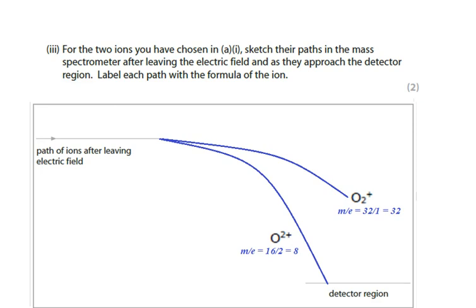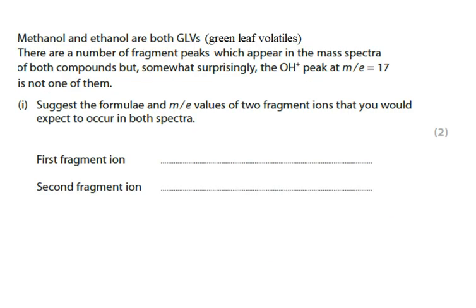Okay? Following so far? Okay, let's try another question. Methanol and ethanol are both GLVs, which he says means green leaf volatiles. Now, if you see something like this in a question, don't stop at it. Don't say, oh, what does this mean? If you don't know what it means, that's okay. Just move on. What is he asking?